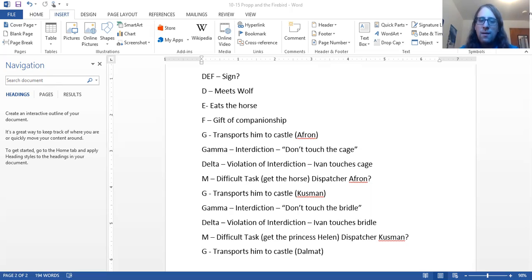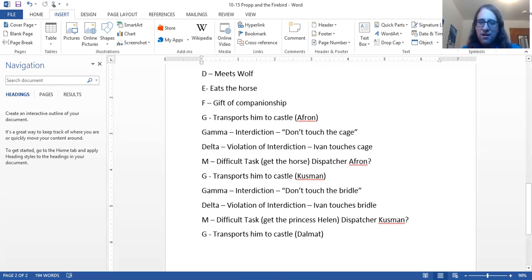So now basically the prince wants to keep Helen, and the horse and the Firebird. And he still hasn't solved his original problem of getting the Firebird, but he's kind of on his way to the wedding because the princess has appeared. But he still hasn't done his solving the original problem yet.